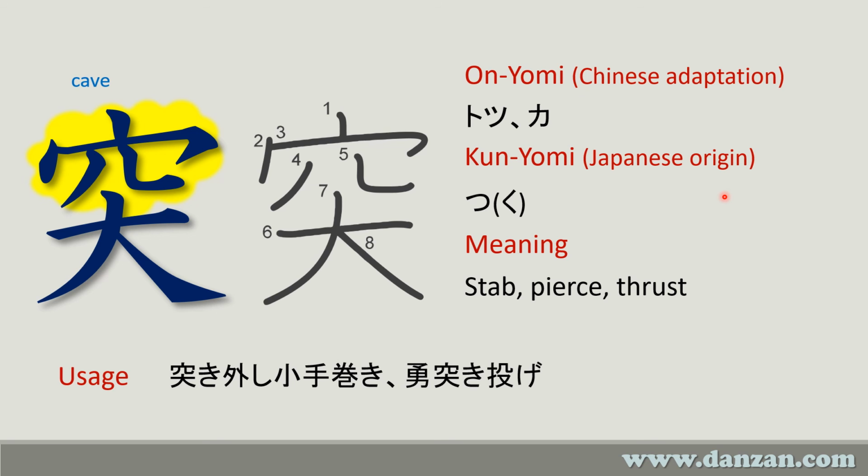And the usage, here's a couple of examples. Tsuki hazushi kote maki. And then another one, isame tsuki nage. And we normally say tsuki instead of tsuku. It's put together tsuki. So isame tsuki nage. And we saw this particular example in the previous episode.